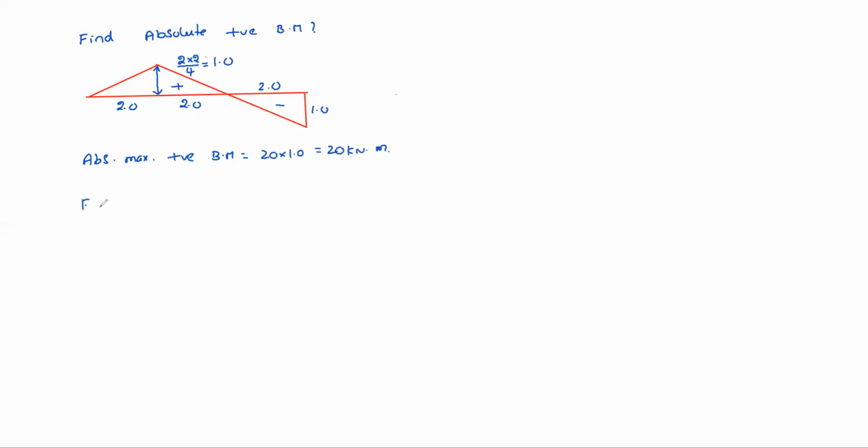Similarly, find the absolute negative bending moment. So it occurs at the B end. Okay. So obviously at B, the bending moment will be like this.